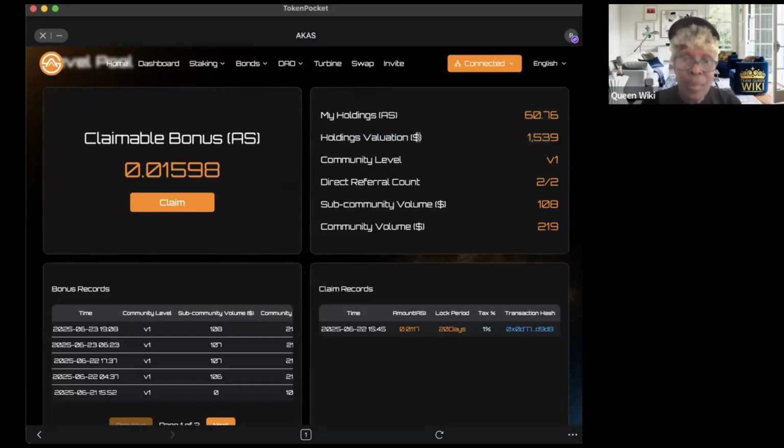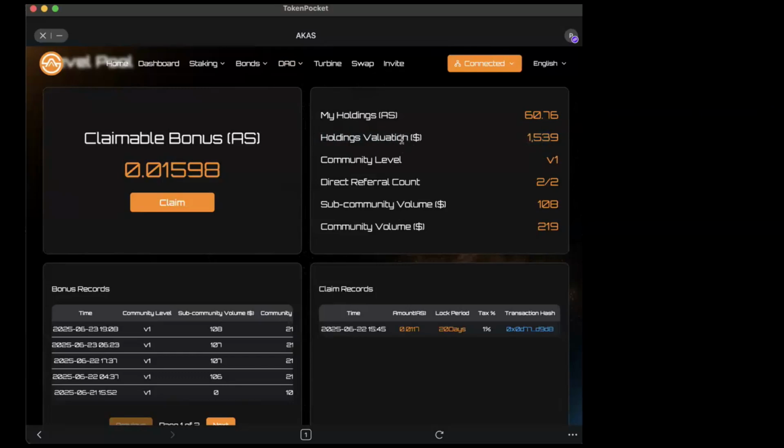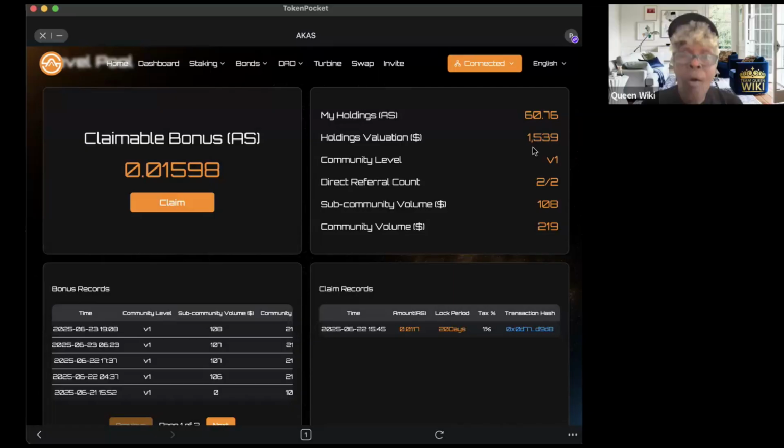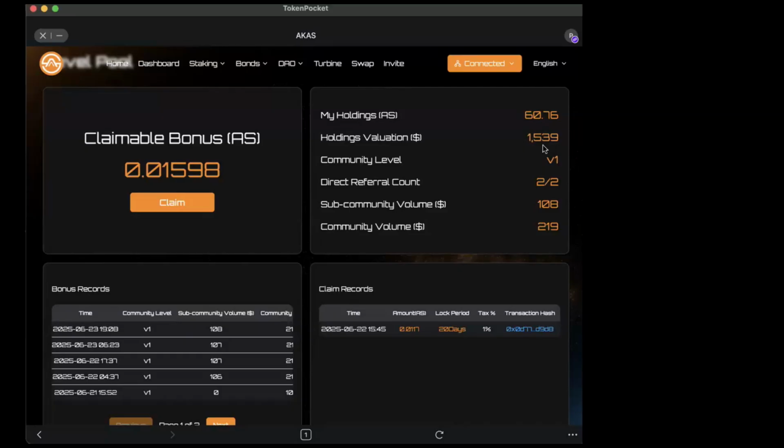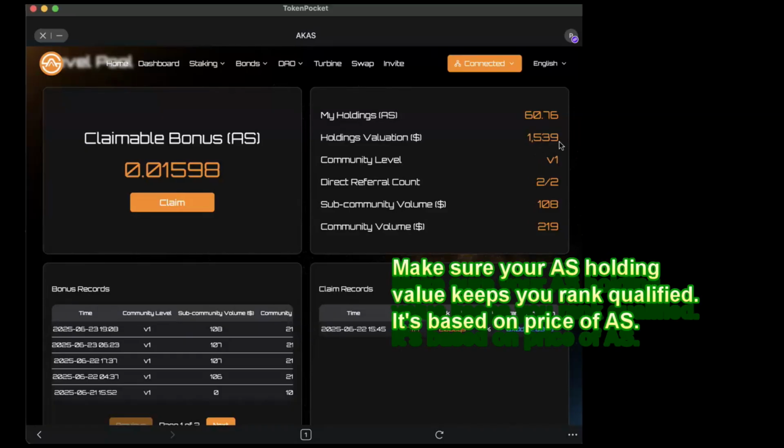For the three criteria we need to reach, one is the holding valuation. If our holding valuation is less than 1,000, definitely it will drop out from the level. So you've got to monitor your holding valuation, make sure it's 1,000 or more. Gotcha.